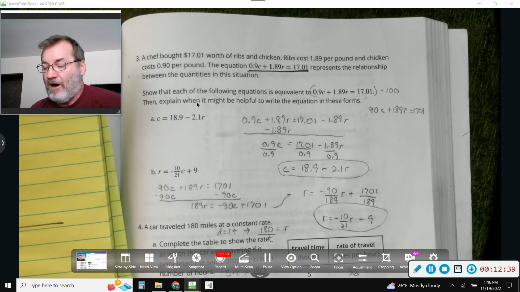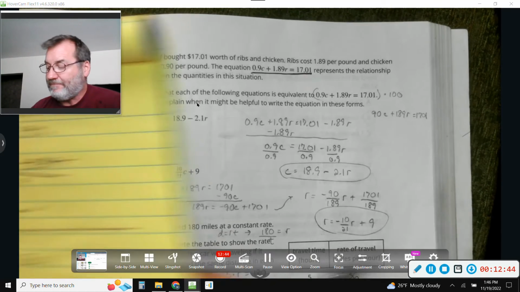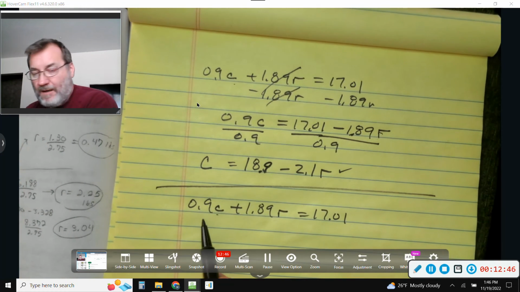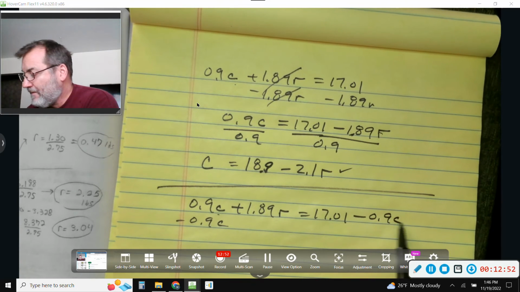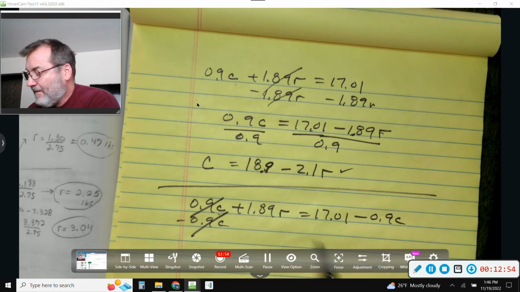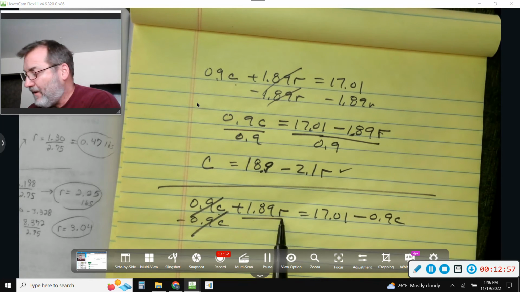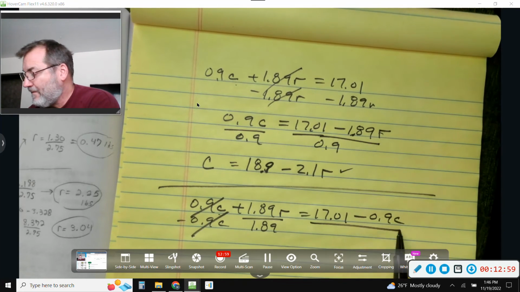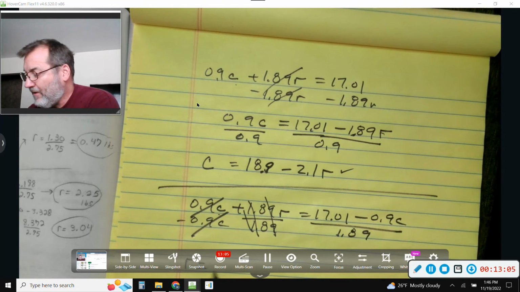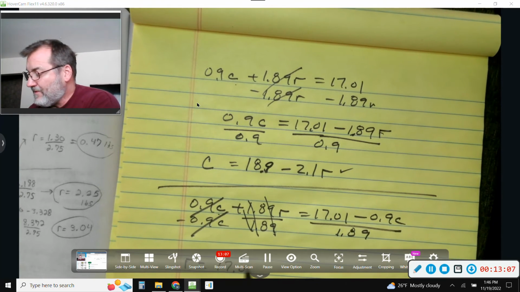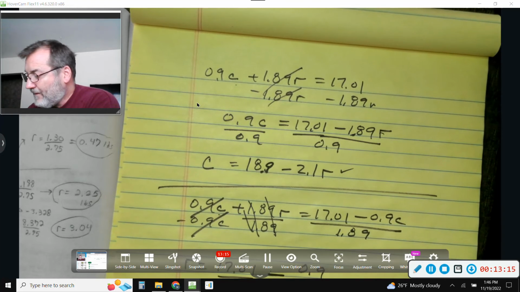Now I'm going to solve for R rather than C. So I'm going to get everything extraneous over to the other side. What am I going to do? I'm going to subtract 0.9C from each side. Cancel, cancel. And then since I'm solving for R, I have to divide by 1.89. These all cancel, so I just get a simple R here. So now we have 17.01 minus 0.9C, divided by 1.89. I can split it because I have a subtraction in the numerator, and I can rewrite it like this.